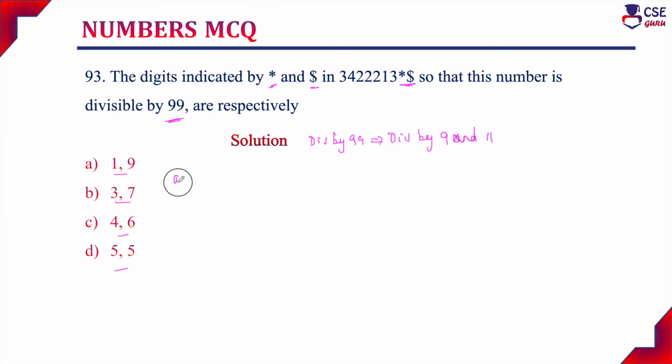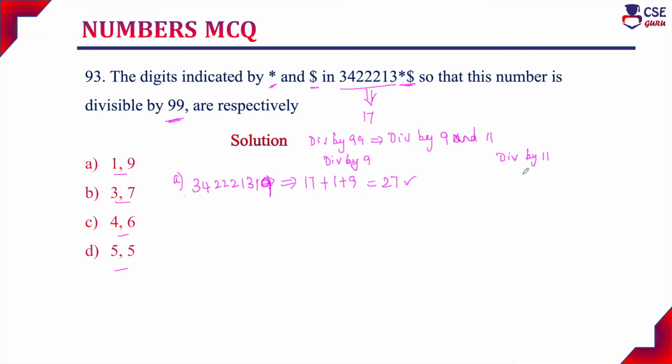So option A, if you are checking 342213, the total sum for this value was 17. And here, instead of the star and dollar, for option A we will apply 1 and 9. So its sum is 17 plus 1 plus 9. This is the divisibility rule for 9, and this is the divisibility rule for 11. So its sum is nothing but 27. Yes, it is divisible by 9.